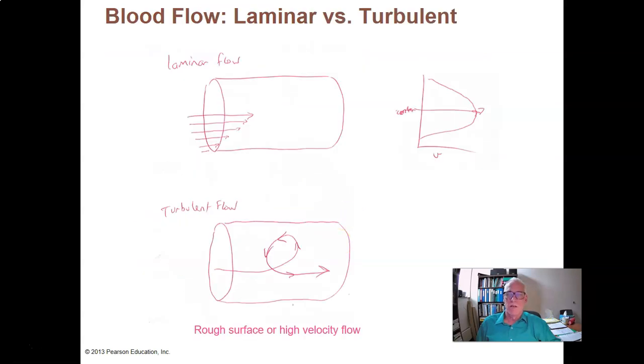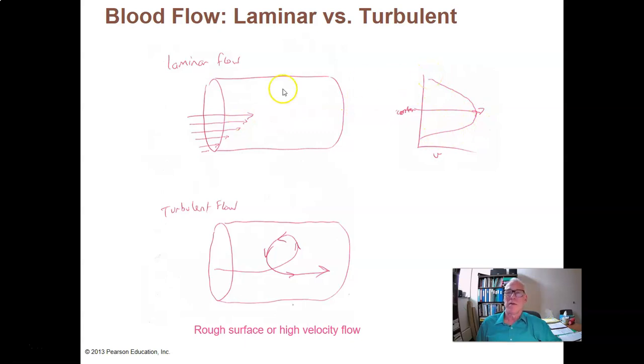Because of a rough surface or high velocity of flow. So let's look at laminar flow. Here's some blood flowing through this cylindrical vessel, and I've used arrows to represent the velocity. How fast is any one chunk of that blood flowing? In the center of the vessel, it's moving the fastest. At the edge, on the surface, there's friction, and so the blood slows way down at the surface. And so we have a parabolic distribution.